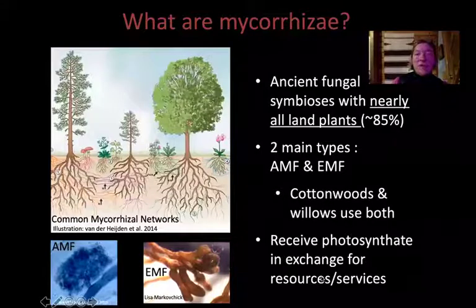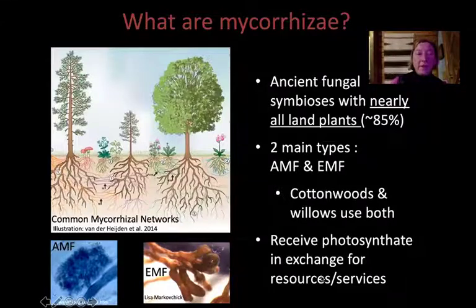So before we go too far, let's just talk about what mycorrhizae are. They're an ancient fungal symbiosis with nearly all land plants. They actually helped land plants move to land. And there are 2 main types that are relevant in our riparian communities, particularly for cottonwoods and willows, because they use actually both types, but also for any of the other trees in the riparian community. And in many of our habitats, they'll usually use either one or the other.